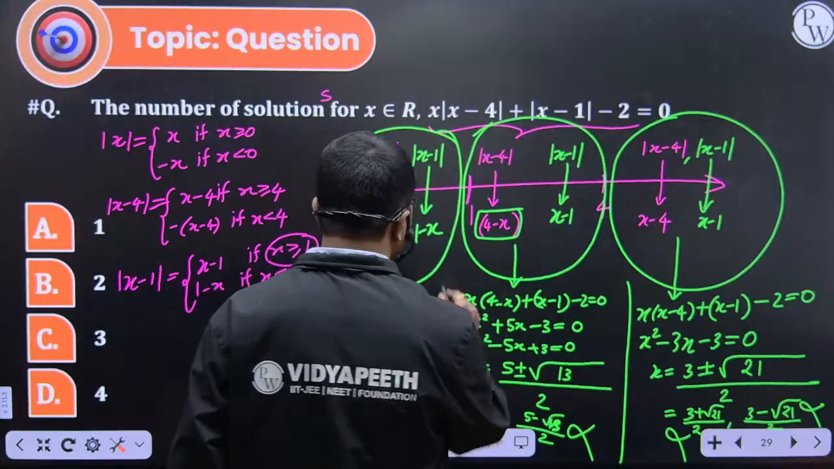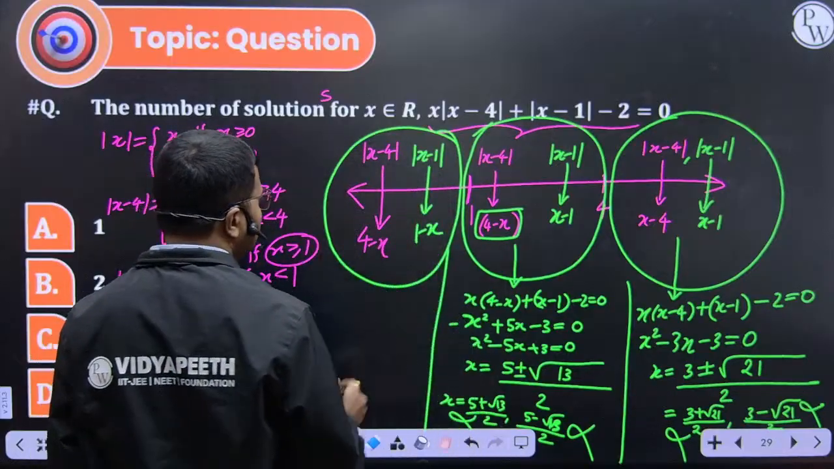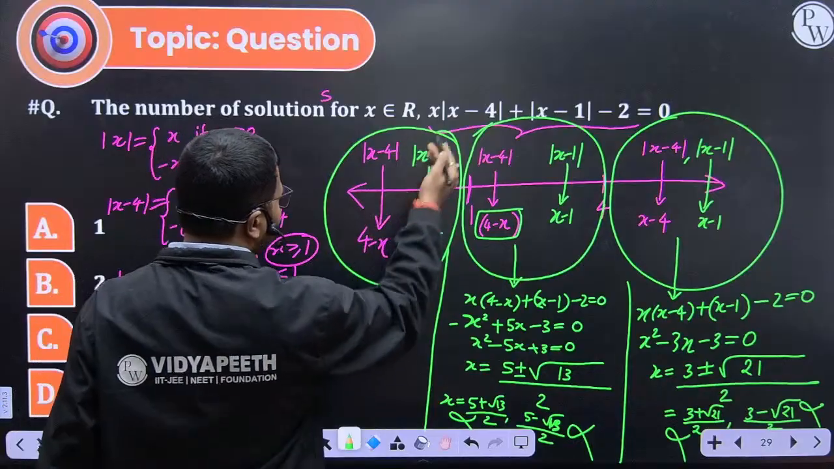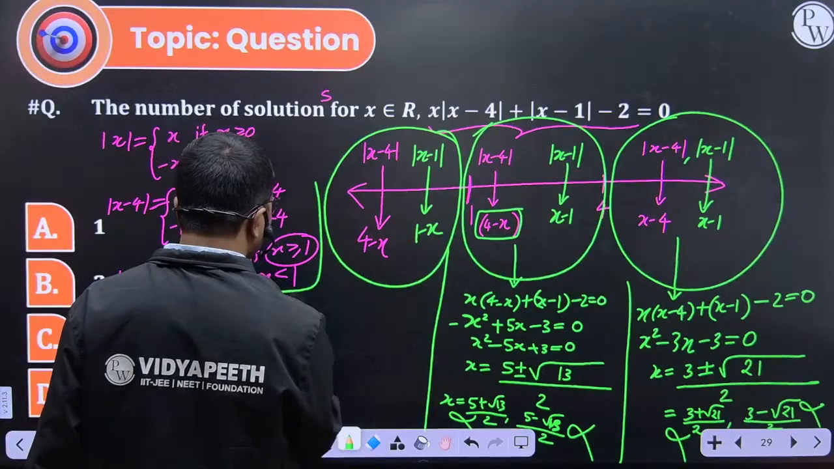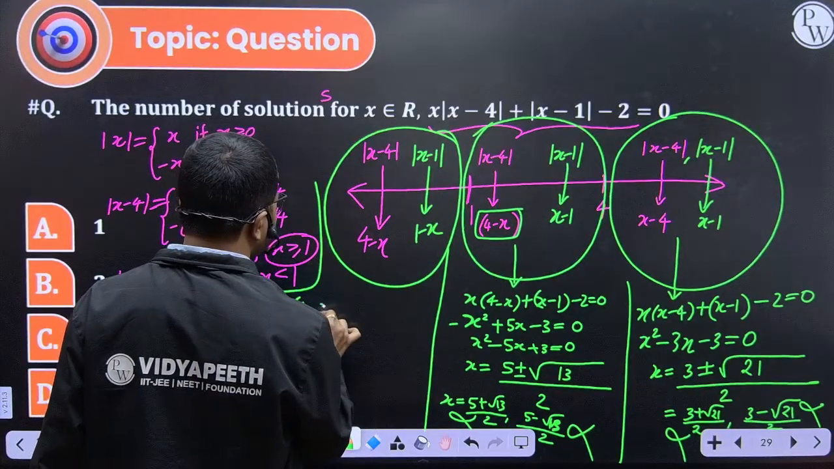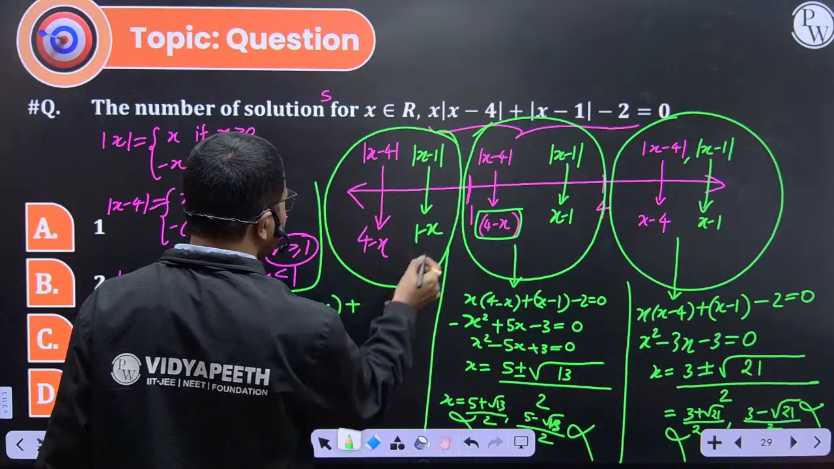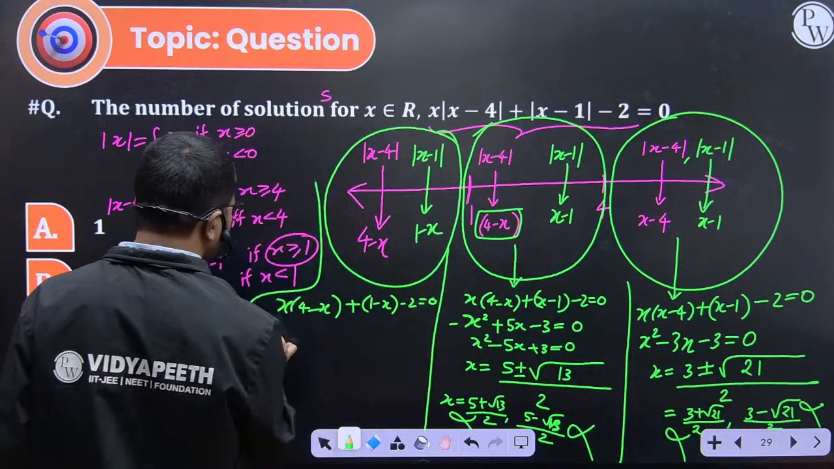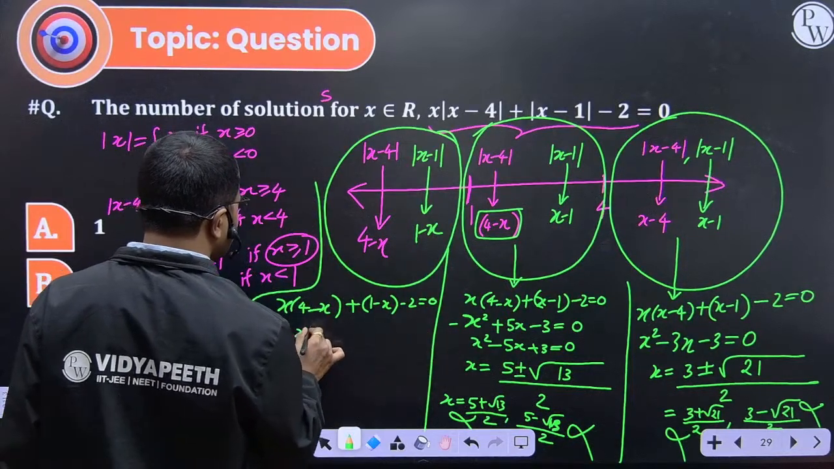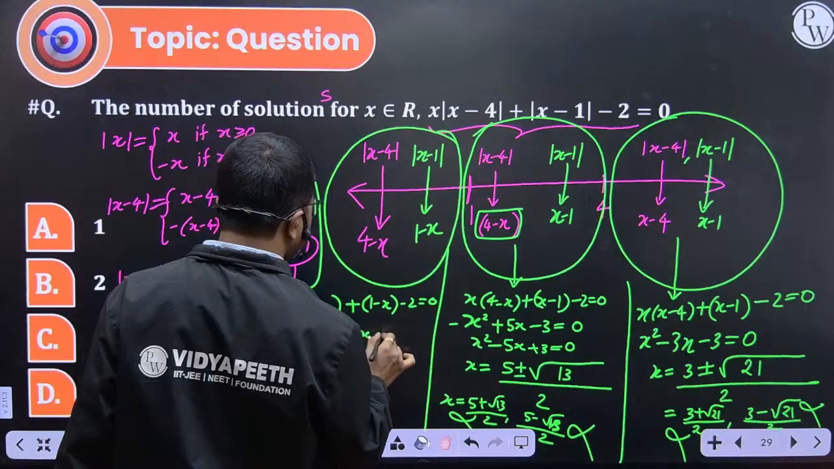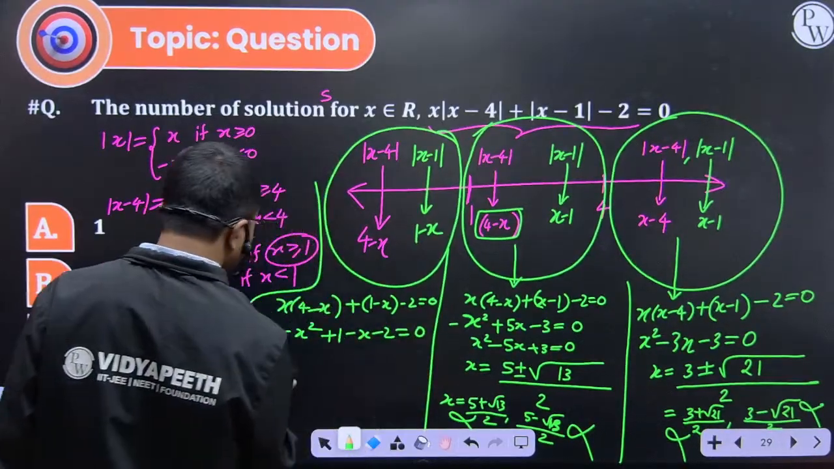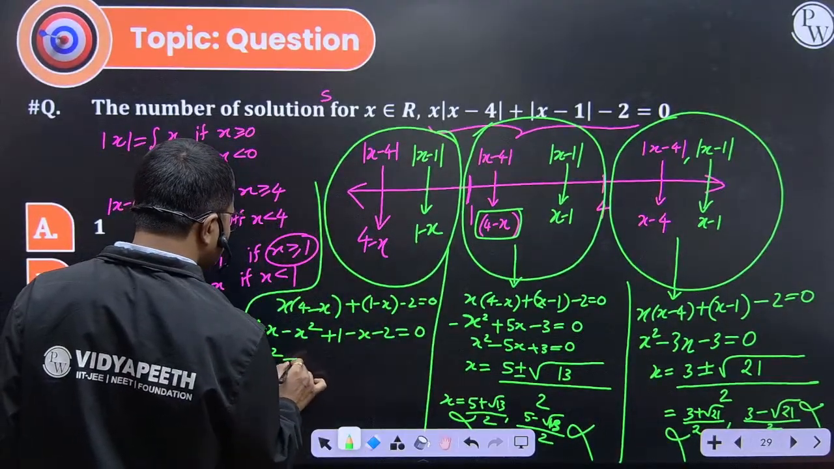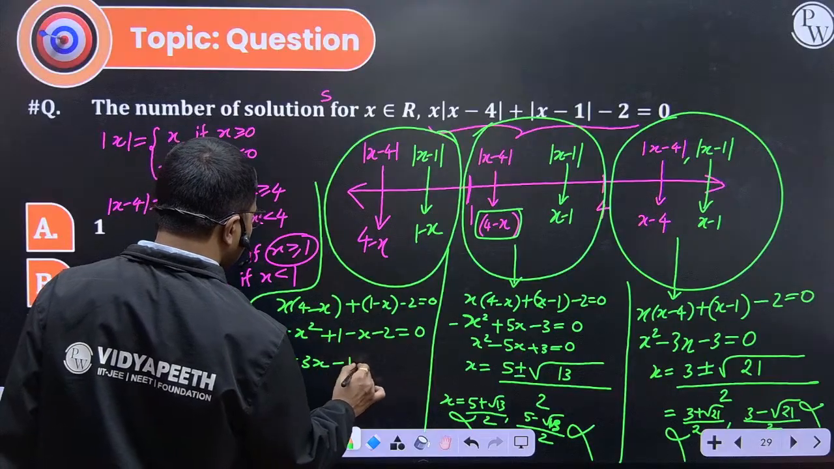Next, another region, that is less than 1. So let us make the quadratic equation. What do I get? x into 4 minus x plus, now we will substitute 1 minus x, minus 2 is equal to 0. So 4x minus x square plus 1 minus x minus 2 is equal to 0. So minus x square plus 3x minus 1 is equal to 0.